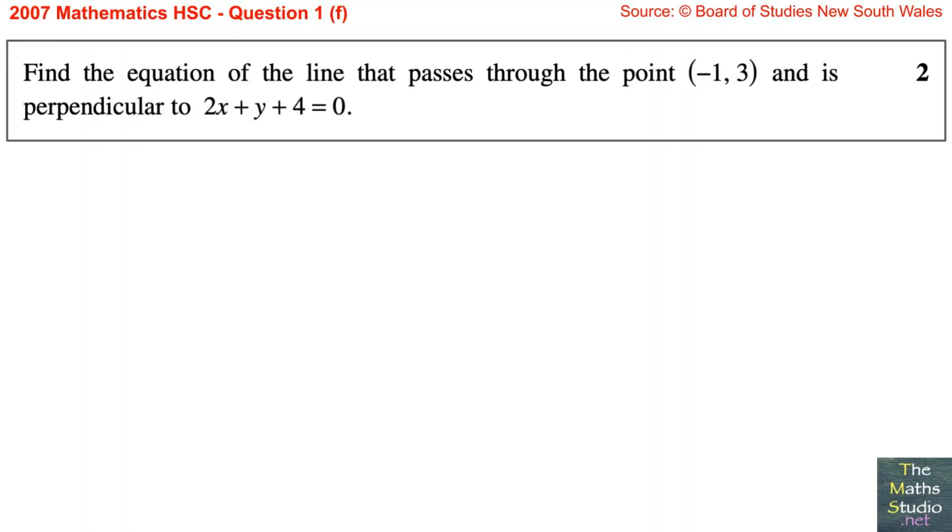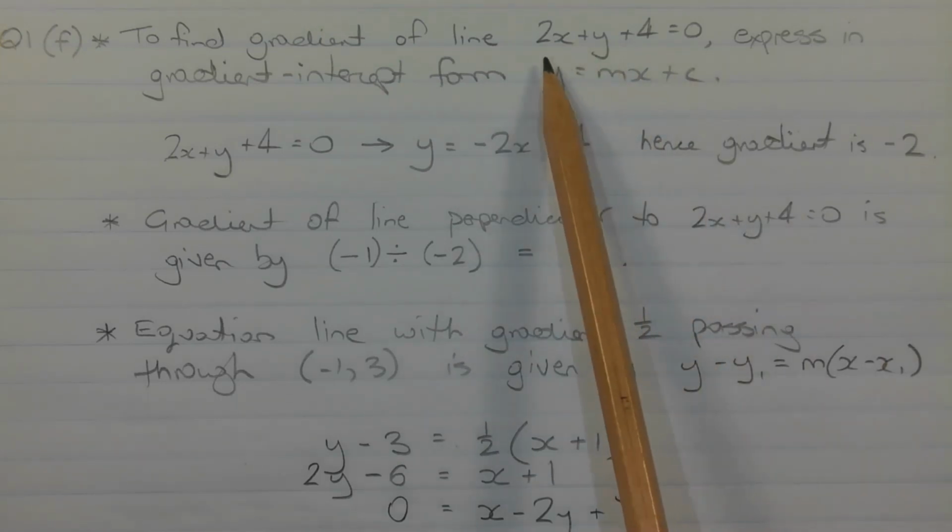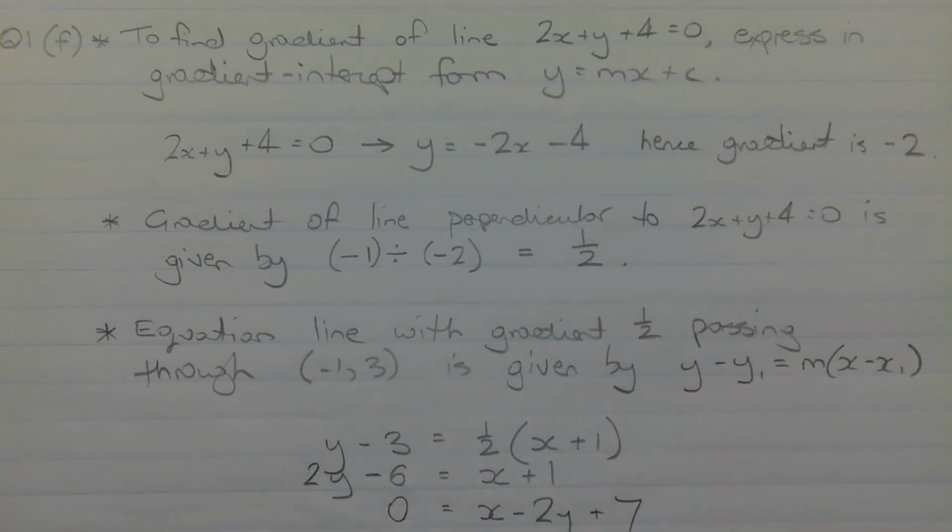Question 1, Part F. Find the equation of the line that passes through the point (-1, 3) and is perpendicular to 2x + y + 4 = 0. The question is asking for the equation of a line that passes through a particular point and is perpendicular to the line 2x + y + 4 = 0.